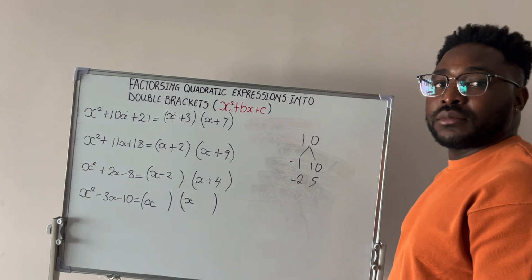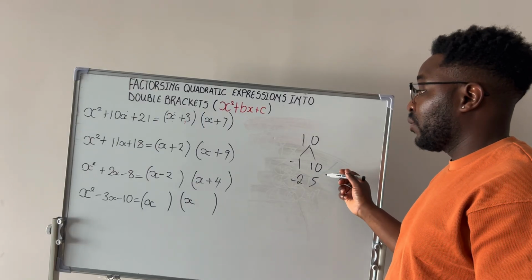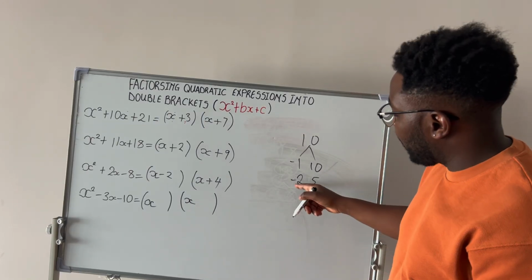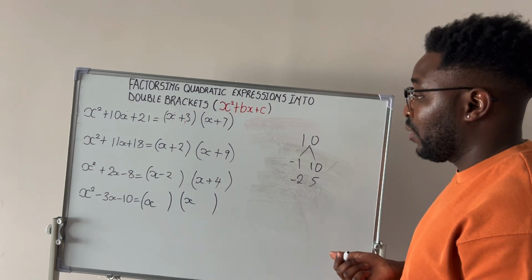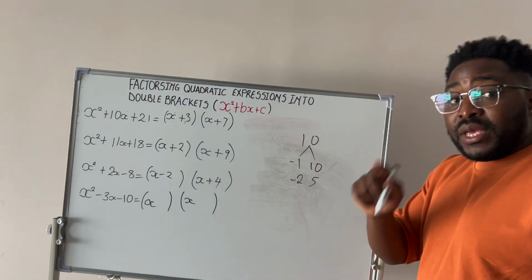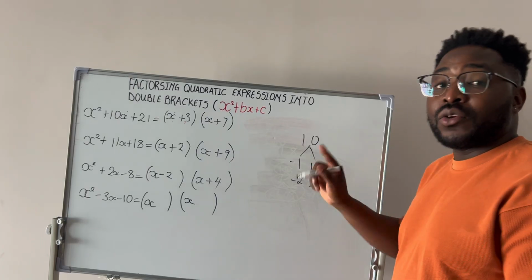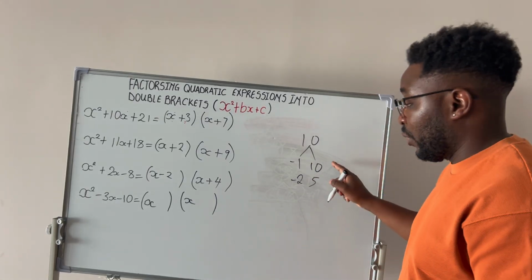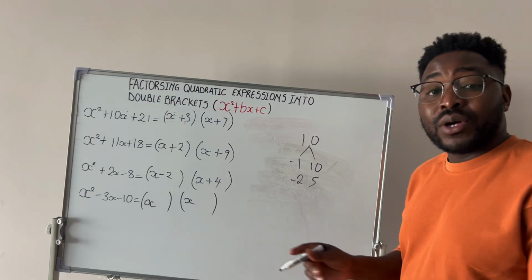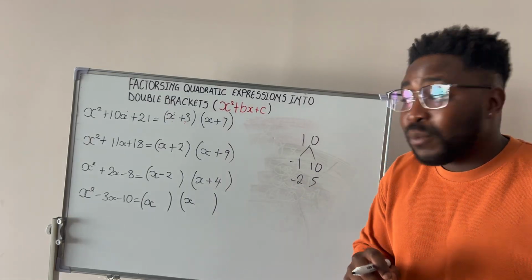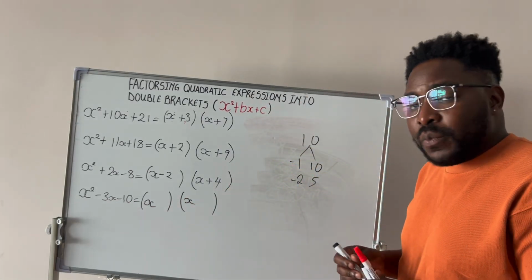Let's add a negative here. If you multiply -1 and 10, you get -10. That's okay. If you multiply -2 and 5, you get -10. That's very fine. But if we add -1 plus 10, you get +9, so we don't need that. And if you add -2 plus 5, you get +3, but we are looking for -3. So what do you think will be our next step?